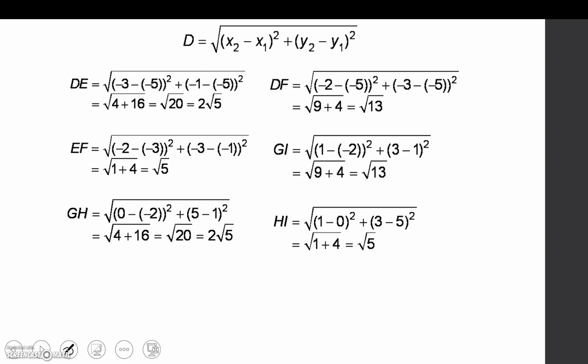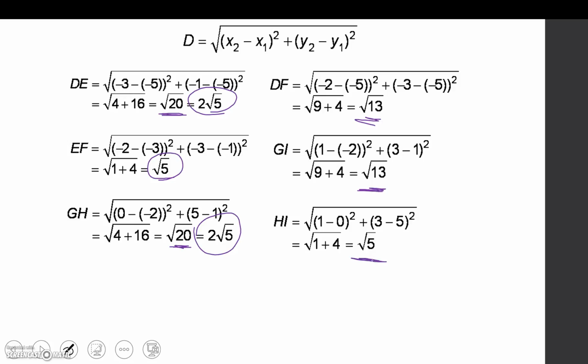So you can see here, the length of DE is 2 square root of 5, or if you have square root of 20, that's fine. EF is the square root of 5, and GH is 2 square root of 5, or square root of 20. It doesn't really matter. You can also go through and get the decimals if you'd like. DF is the square root of 13, GI is the square root of 13, and HI is the square root of 5.